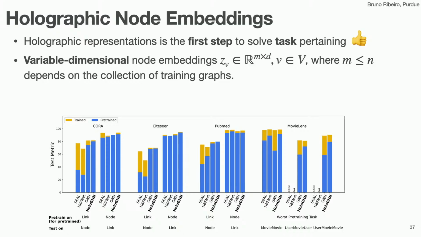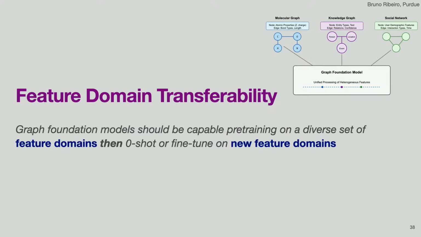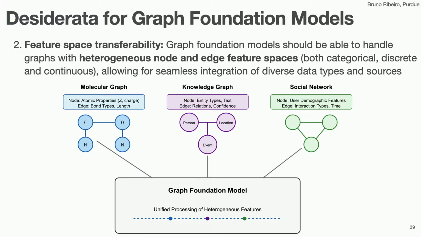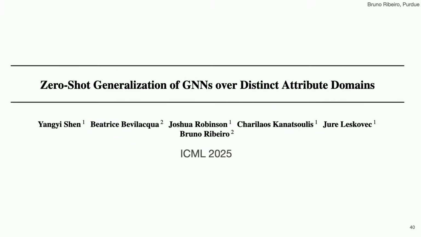I can quickly go through the feature domain transferability. Graph foundation models should be capable of pre-training on a diverse set of feature domains, then zero-shot or fine-tuning on new feature domains. And that's the question that we have. Whether this can be done for molecules and then you train on molecules, you do social networks, I don't know. Don't ask me that question. I'm going to give you a very constrained way. What I'm interested in is building a method that can do this. Whether it works is a separate question.